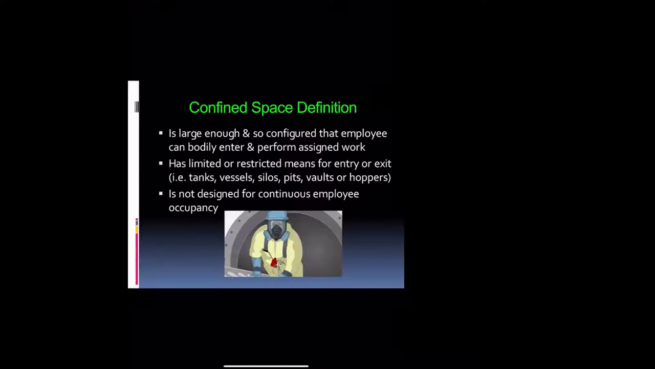So there's really three things that define a confined space according to the OSHA standard. And you have to say yes to all three things for this to be considered a confined space. And we'll talk about the differences between permitted and non-permitted spaces and things you should know. But the actual basic definition of a confined space first, it says it's large enough and so configured that a person or an employee can bodily enter and perform assigned work.